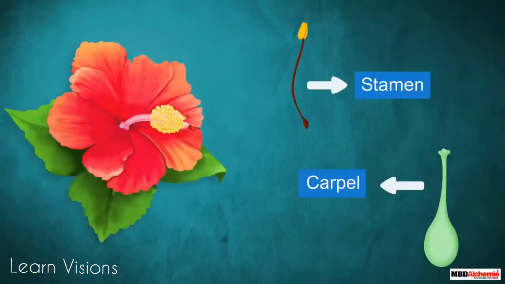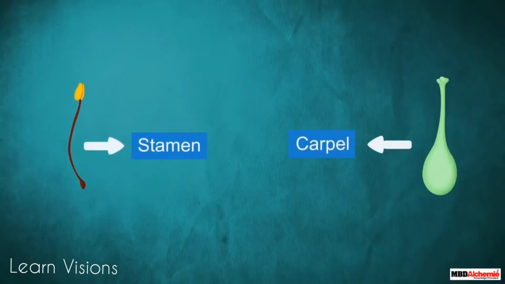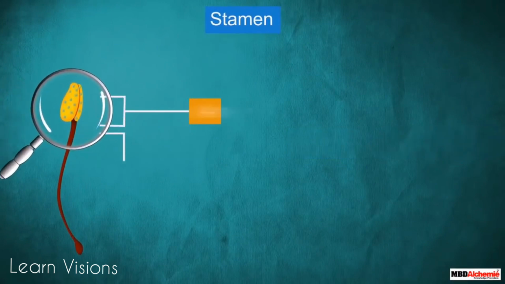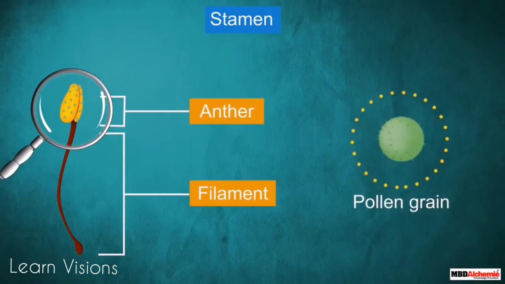Now let's see the different parts of stamen and carpel. A stamen is made up of two parts, an anther and a filament. Anther is responsible for the production of pollen grains, which contain the male gamete.